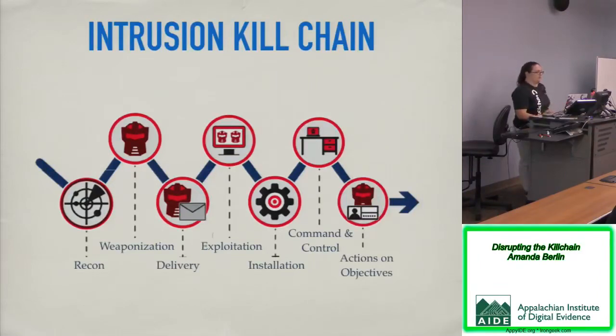And 7 is actions on objectives. That's the end. That's where they've gotten what they've needed, whether it's data corruption or exfiltration. They can use the endpoint as like some kind of botnet or hop to do whatever they want to, and maybe start from step 1 and go all over again.